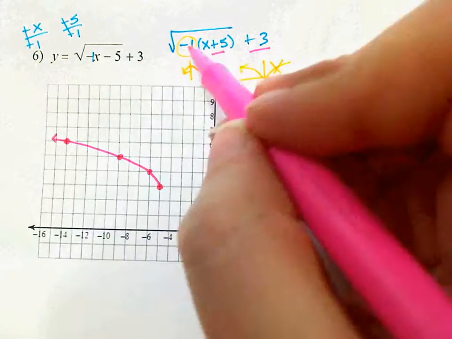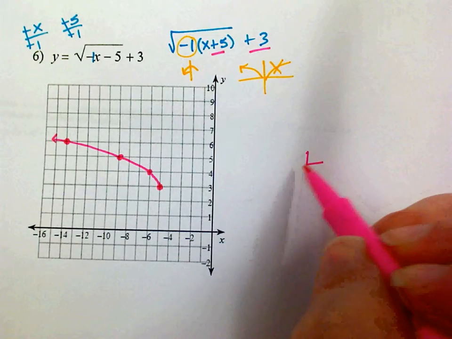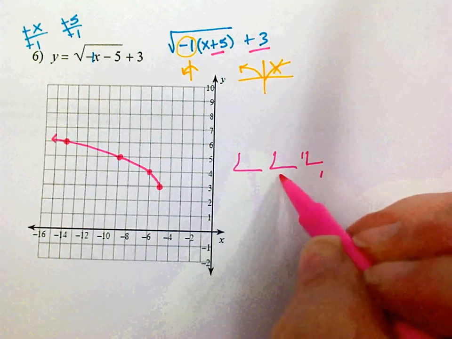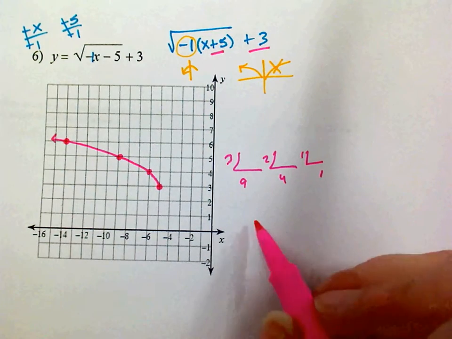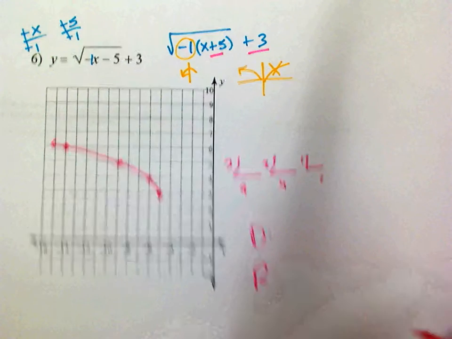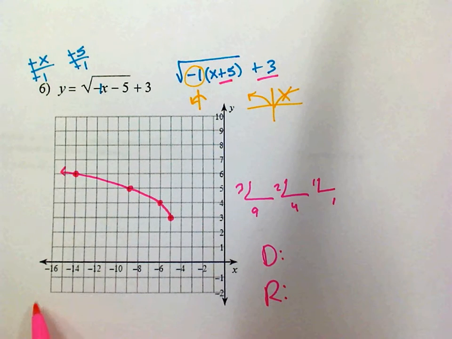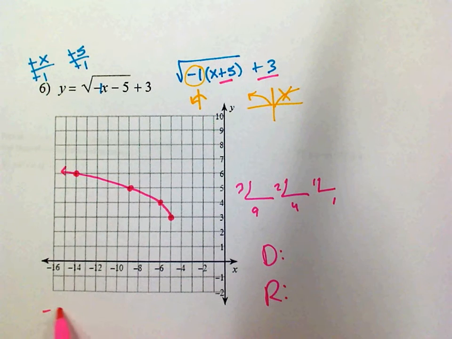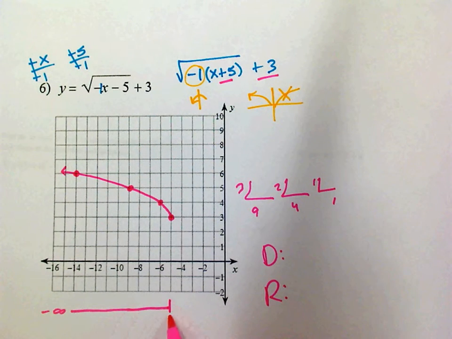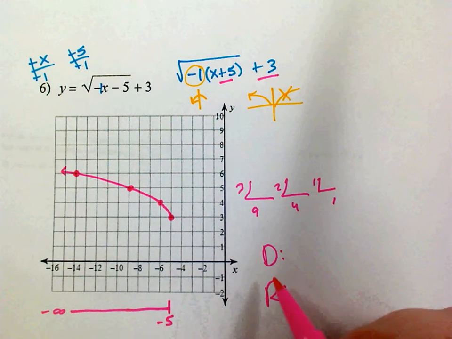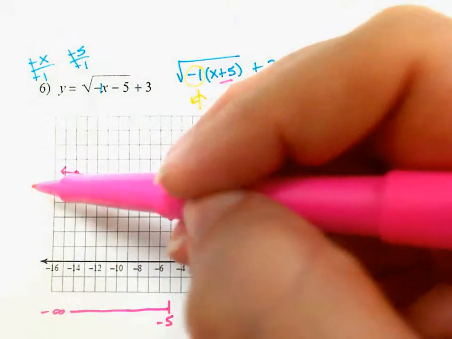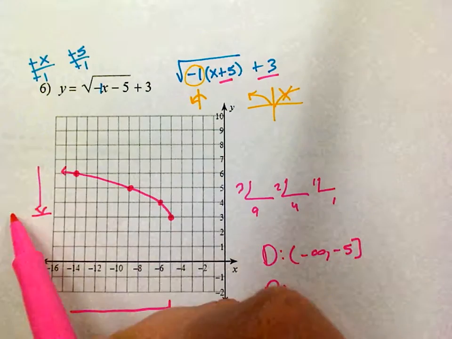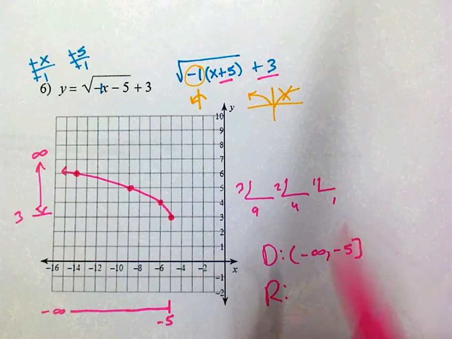When that negative is on there, it flips it, and then the pattern now does this: 1, 1, 4, 2, 9, 3, and it goes that way. Okay, domain and range. Domain is left and right, so the farthest left it goes, see that arrow? It means it goes to -infinity, and then it stops at -5. Range is low to high. The lowest it goes is 3, and it goes up to infinity, so 3 to infinity.